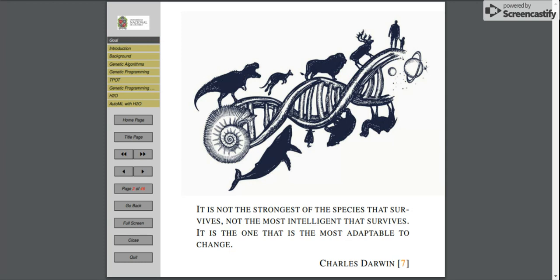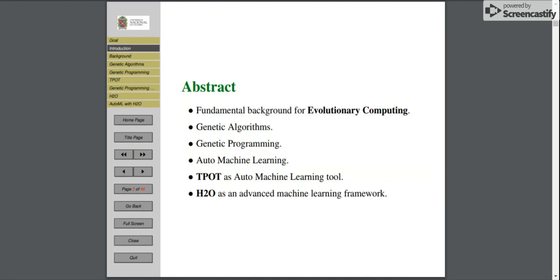Let's start by making reference to the great biologist Charles Darwin, who said, and I quote, "It is not the strongest of the species that survives, not the most intelligent that survives. It is the one that is the most adaptable to change." Later on in the lecture, we will see how his work in evolutionary theory is elementary for the development of evolutionary computation, a broader way to talk about genetic algorithms and genetic programming and many other related topics.